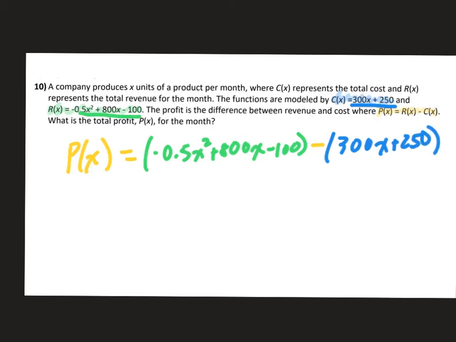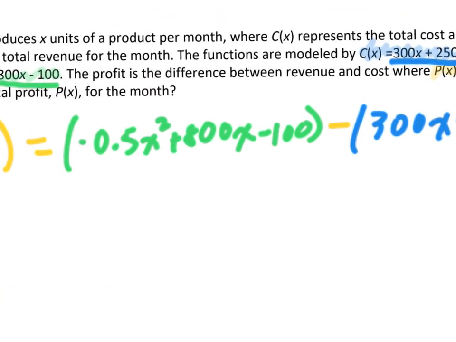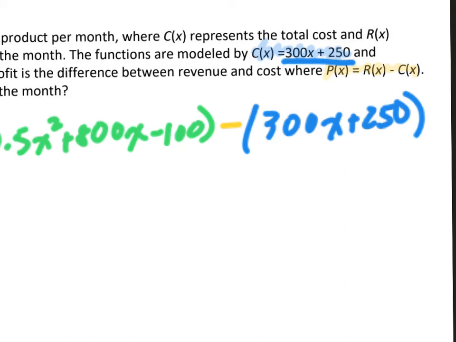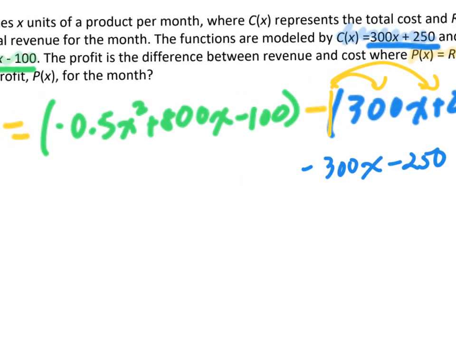Remember, I'm putting everything in parentheses just in case I'm subtracting. Turns out I am subtracting, so this is actually pretty helpful that I did that, right? So when I'm subtracting, it's the same as distributing the negative, right? So it's like I have an imaginary negative 1 there, so I'm going to multiply it to everything in that parentheses, right? And when I do that, I end up getting negative 300x minus 250. Okay, and I didn't do anything to this first expression, this green expression over here, so I'm going to actually bring it down. Negative 0.5x squared plus 800x minus 100.